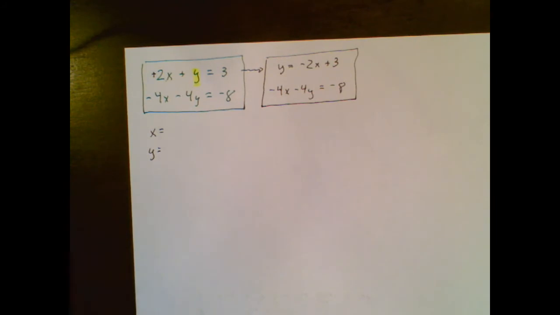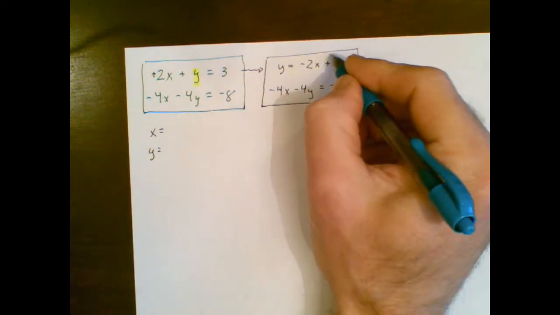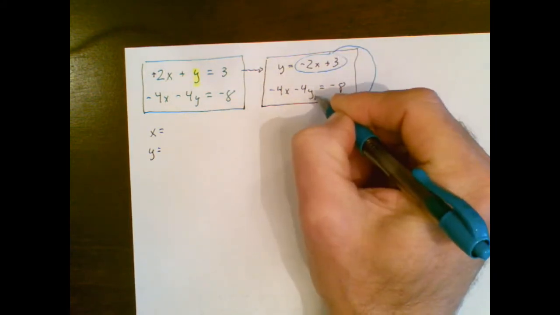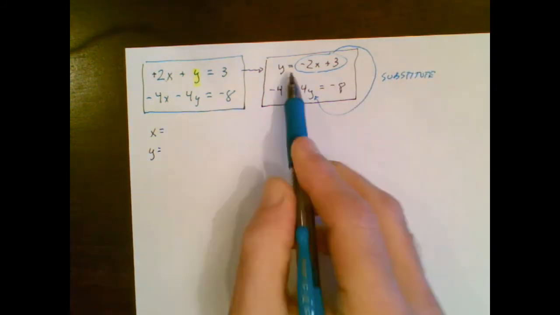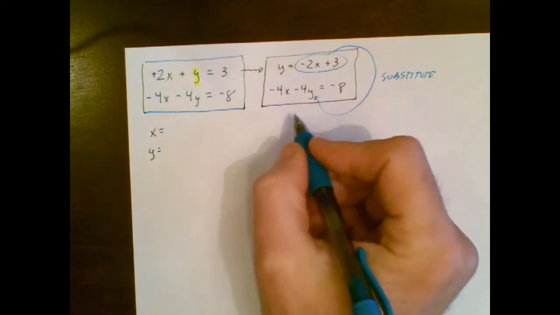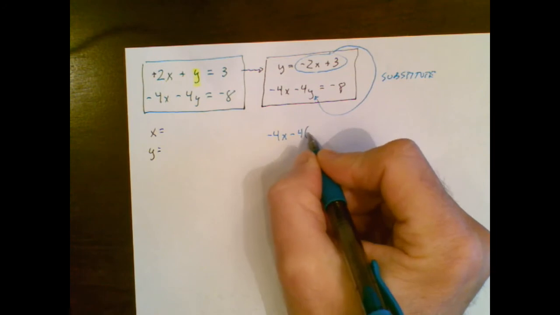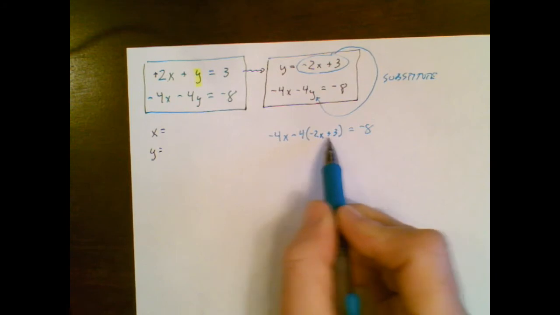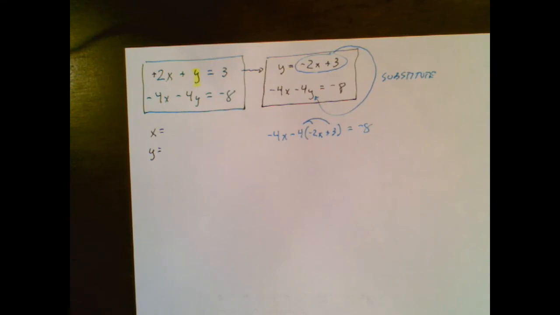So at that point, I can now simply say negative 2x plus 3 is the same thing as y. So I can take that and substitute in for that y in the other equation. It was easy to spot in this form, not so easy to spot in this form. So if I substitute, now what I get is negative 4x minus 4 times, instead of writing y, I'm going to write negative 2x plus 3. I have to put a parenthesis around my substitution so that I remember to distribute the negative 4 in there.